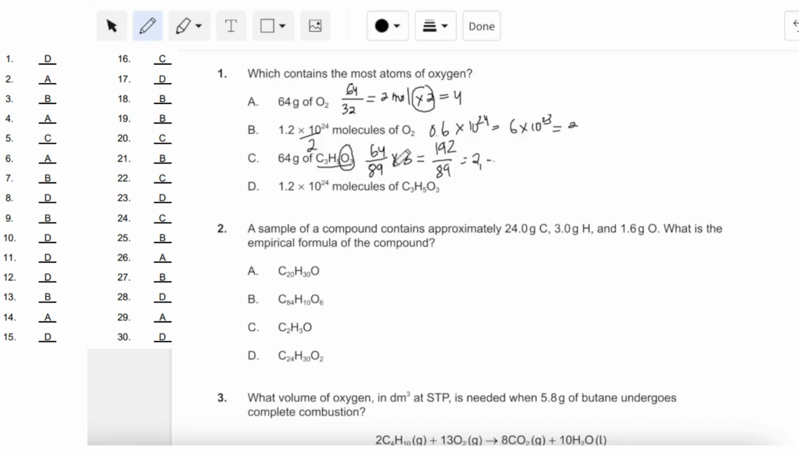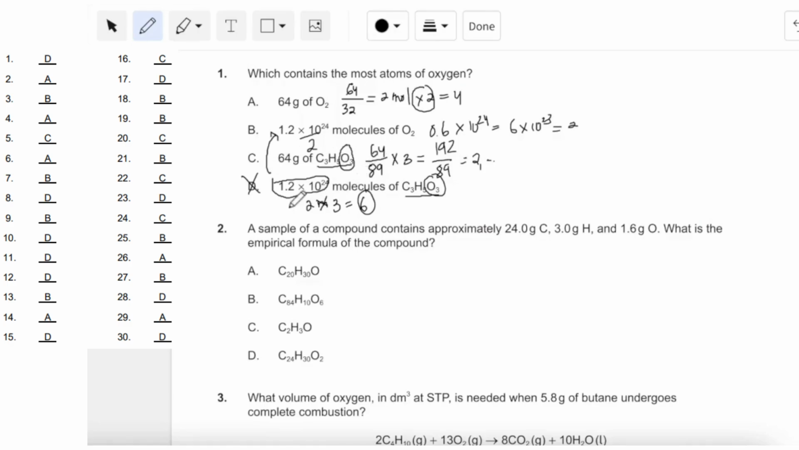Okay, and what about D? 1.2 times 10 to the power 24 molecules of C3H5O3. As you know, this is the same as B, so it's around 2 moles. And here it's O3, so 2 times 3, which is 6 moles. Okay, D contains the most atoms of oxygen.